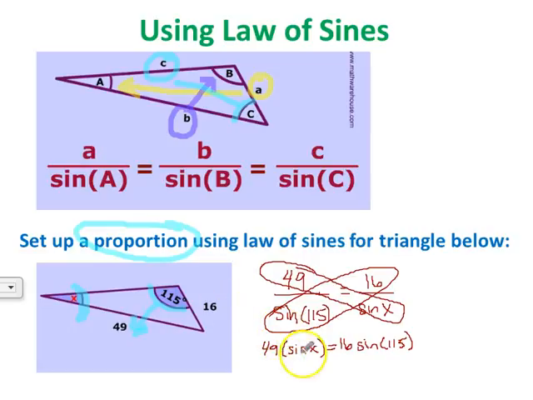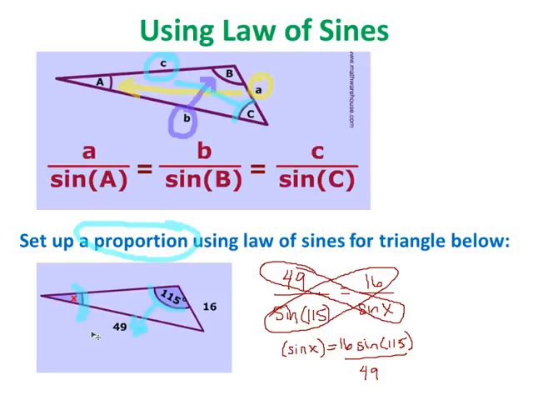So we want to solve for x. I'm going to go ahead and divide each side by 49. And now the 49s are going to cancel out, and I'm left with just sine of x equals 16 sine 115 divided by 49. So if I'm trying to solve for x, and x represents an angle measurement, what do I have to do here? Think back to our warm-up problem.